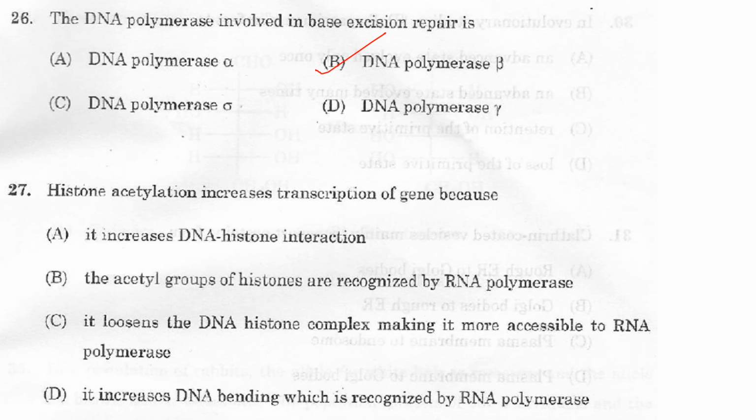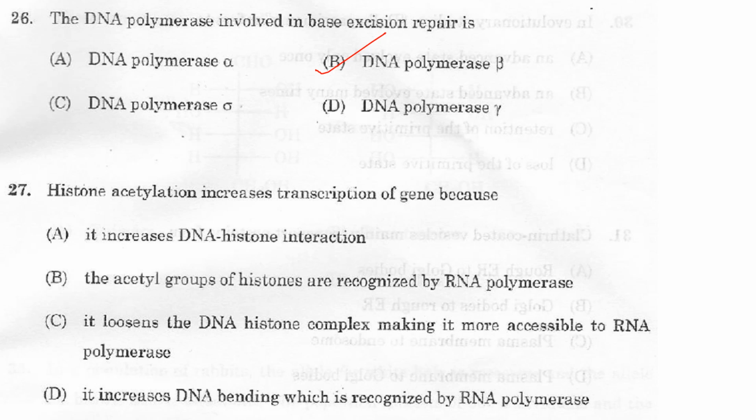Histone acetylation increases transcription of gene because... So histone acetylation means it will add an acetyl group to the histone proteins or histone amino acids. As a result of this, it will loosen the bond between the histone protein and the DNA, and this will result in certain regions of the DNA getting accessible to the RNA polymerase. As a result, the transcription increases.